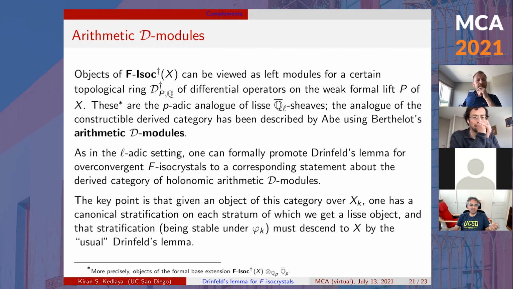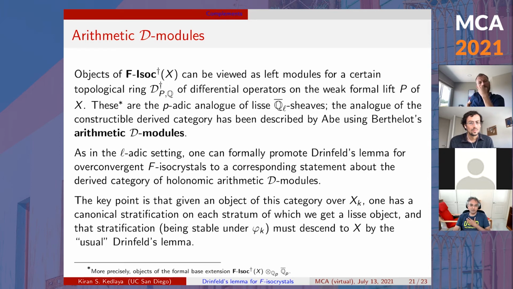And the key point is similar to something I said earlier. If you have an object in the constructible derived category over X_k modulo phi^k, you get a canonical stratification where you have lisse objects. That's of course not complete information to reconstruct the constructible object, but it's an important component. And that stratification again descends to X because it's canonical, so it's stable under the action of partial Frobenius. That's the moral of the story: structures that are stable under partial Frobenius descend from K to F_p. And so in this case, the stratification by lisse objects of a constructible object has such a property. That stratification is canonical.